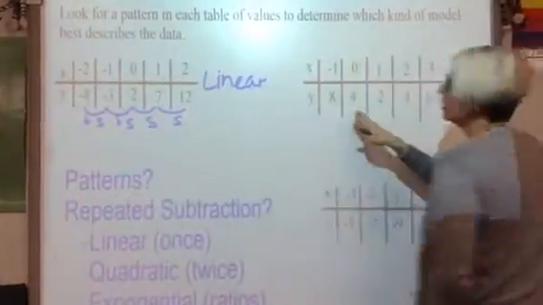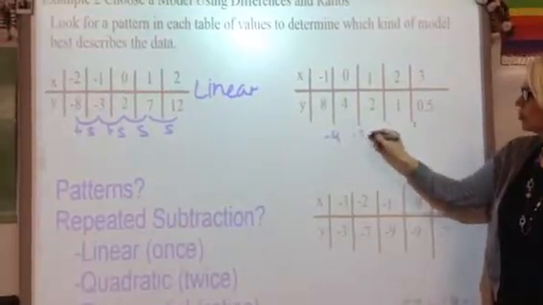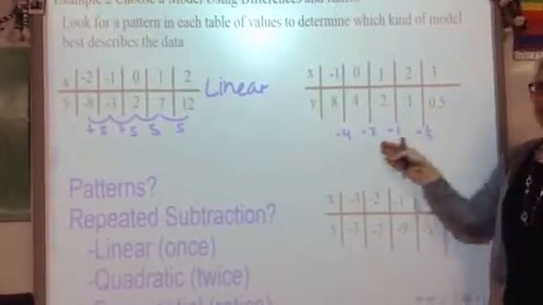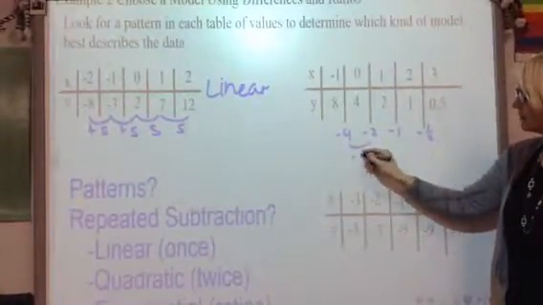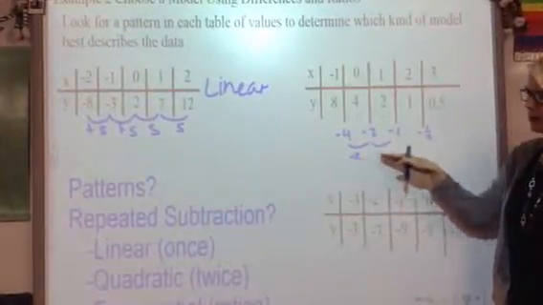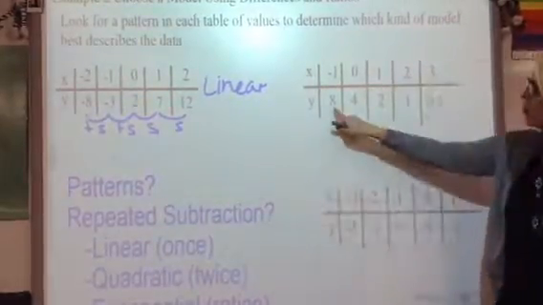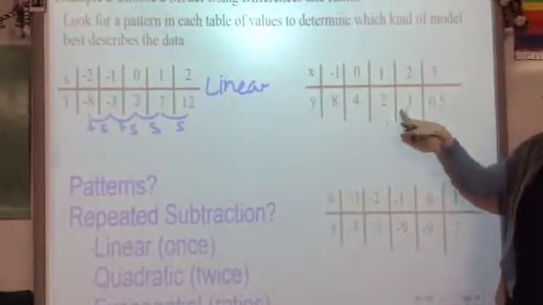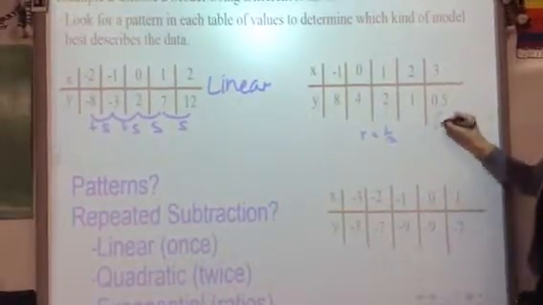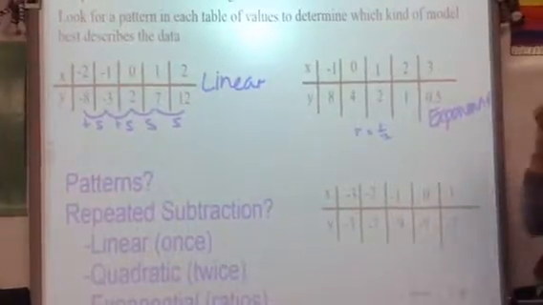Okay, so over here, if you'll notice, we're going down by 4, down by 2, down by 1, down by 1/2. Well, if I try subtracting again, these have a difference of 2, these have a difference of 1. This is not going to be twice. So then I look for a common ratio. That's a divide by 2, divide by 2, divide by 2, divide by 2. So this has a common ratio of 1/2. So then we would say that that is exponential, because exponential has a common ratio.